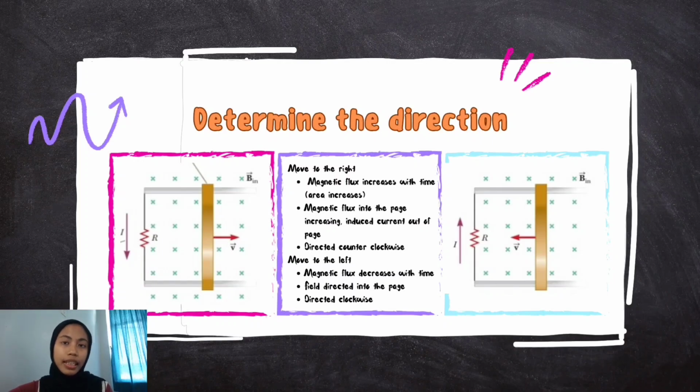To oppose this change, the induced current in the circuit must produce a field that is directed out of the page in the area enclosed by the circuit. So importantly, the induced current in the loop of the circuit must be directed counterclockwise when the bar moves to the right. If the bar moves to the left, the external magnetic field through the area enclosed by the loop decreases with time. The field is directed into the page, so the direction of the induced current must be clockwise.